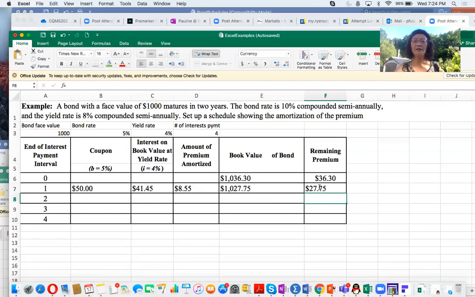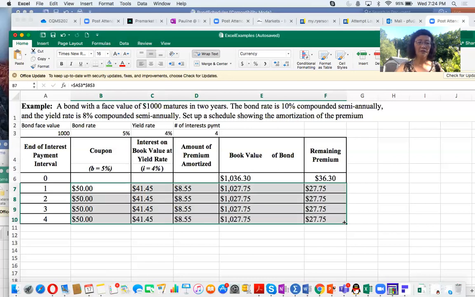So now everything is set up. I just need to copy down the formula. See, I get the schedule automatically. That's why I use those $ signs to automatically calculate the remaining interval. See, the premium reduced to 0, and the book value of the bond remains 1,000.